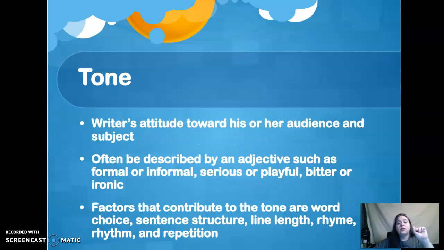Tone. Remember, the tone is the writer's attitude towards the audience and the subject. It often is described by adjectives like formal and informal, serious or playful, bitter or ironic. Factors that contribute to tone are word choice, sentence structure, line length, rhyme, rhythm, and repetition. You guys have heard me talk about tone the most when we're talking about writing our essays, because you need to know whether to use an informal voice versus a formal voice, whether we're going to use a lot of contractions or be a lot more formal in the way we write things. That's tone.